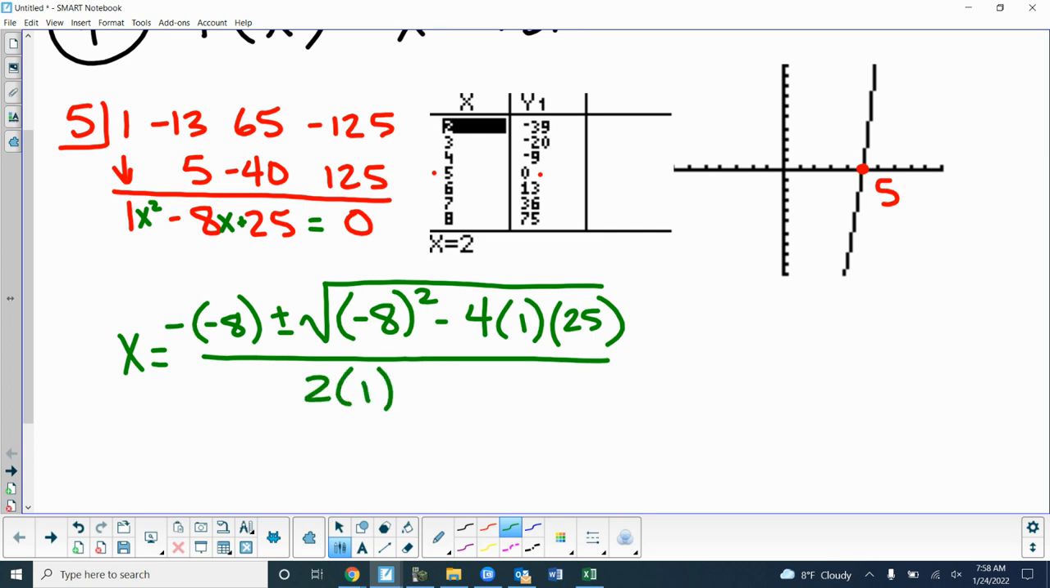Again, nothing new for you guys. You guys have done that many times. Okay, and we're just going to finish simplifying this. And you know, underneath the radical sign, since it's going to be an imaginary answer, I got to get a negative underneath the radical, which is going to happen, watch. So I get positive 8 plus or minus the square root of something over 2. So the negative 8 times negative 8 is 64. Negative 4 times 1 is negative 4 times 25 is negative 100.